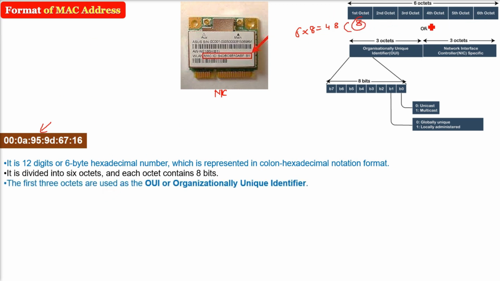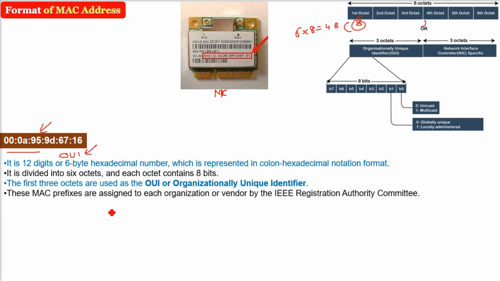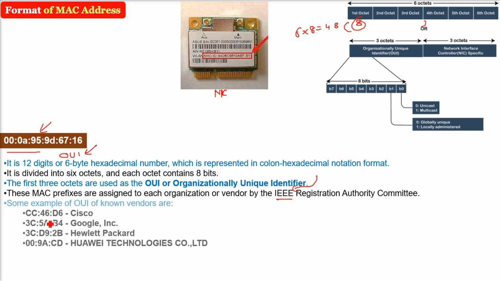Okay, so the first 3 octets are used as the OUI. What is this OUI? Organizationally Unique Identifier. Which company is manufacturing it already? So this MAC prefix, the first 3 octets, is assigned to each organization or vendor, it can be HP, it can be Cisco, by the IEEE. Alright, IEEE.